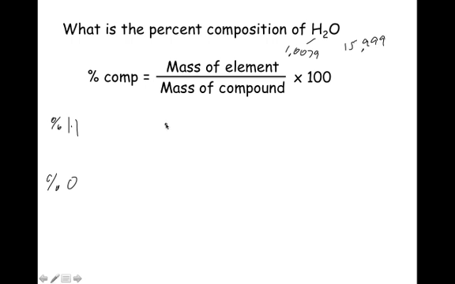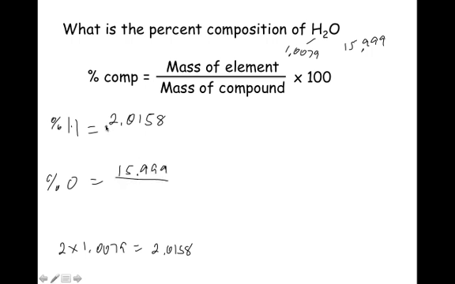And so we'll take 2 times hydrogen, so 2 times 1.0079, that's going to give you 2.0158, and that is the mass of the element. So 2.0158, and the oxygen is 15.999. Now those are the masses of the elements, so this is the mass of that element, hydrogen. This is the mass, and we have 2 hydrogens. This is the mass of that element, oxygen. We only have 1. And then we need the mass of the compound.